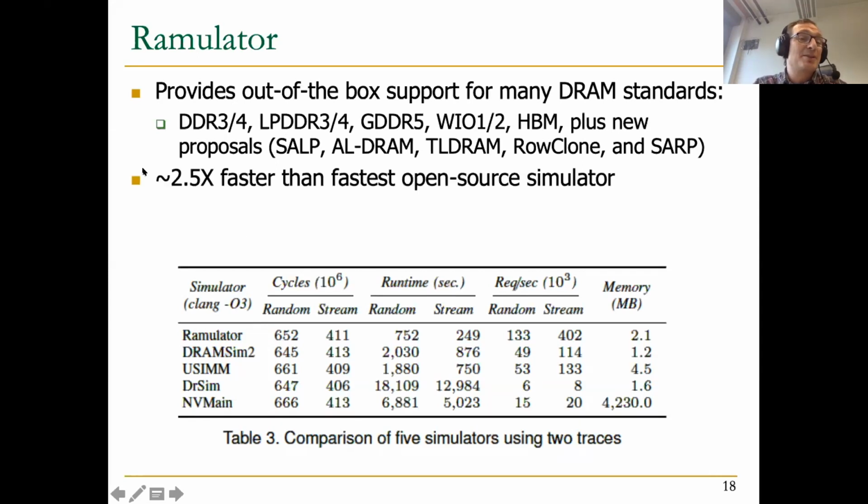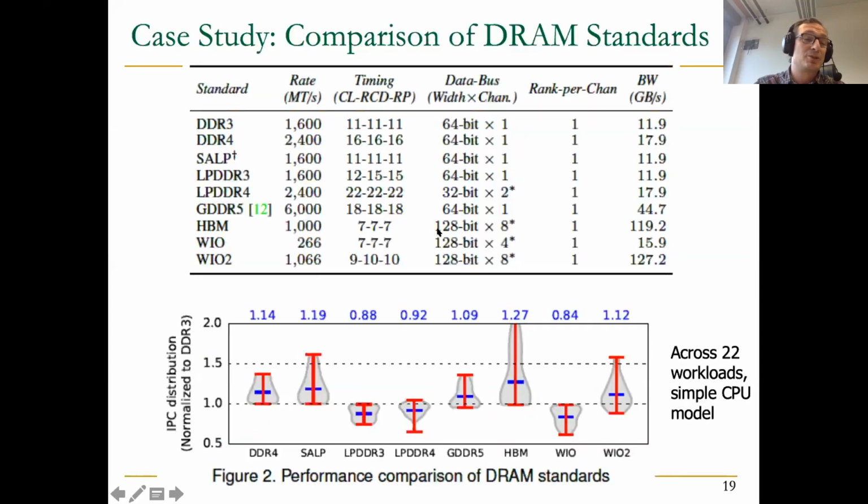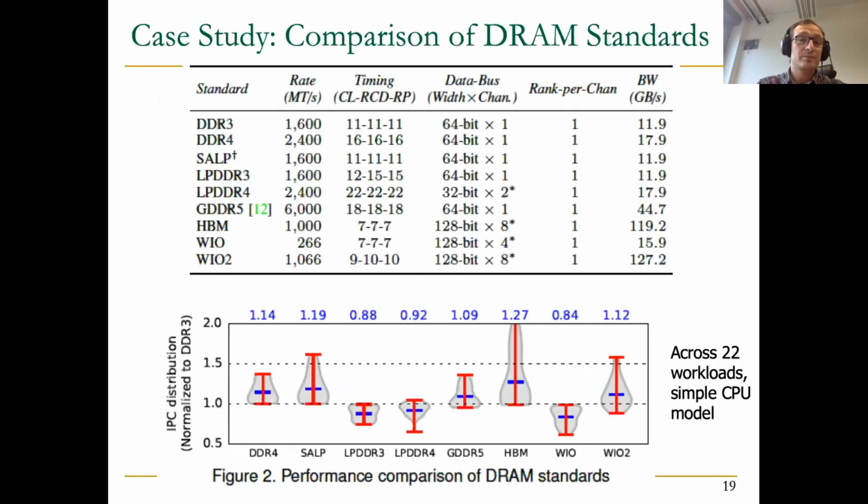It's actually, at the time it was released, I don't know how it is now. Somebody needs to do studies probably. It was much faster than the fastest open source simulator, 2.5x, as you can see. It was the only modular and extensible simulator to different standards. And other people took advantage of it for various studies, clearly. There's a version of Ramulator that actually models emerging memory technologies as well, which we will talk about in the next lecture. So it enables studies that look like this, basically.